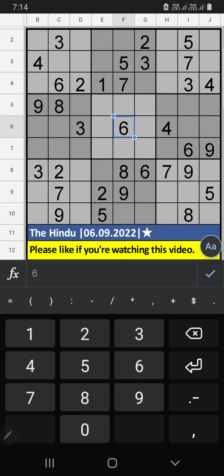Welcome to SkVm Sudoku. I am going to solve the Hindi newspaper Sudoku puzzle on September 6, 2022. One star Sudoku.